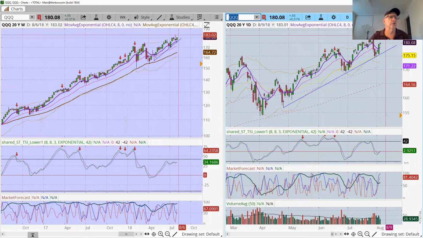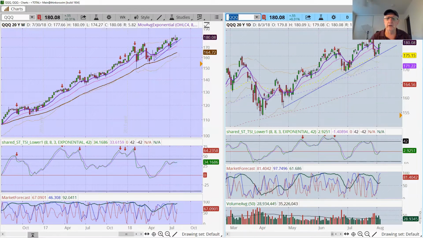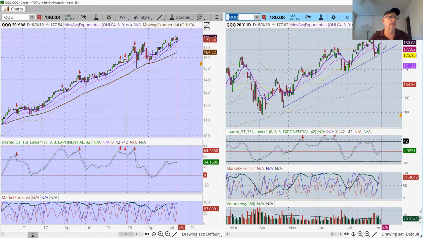If I were looking to trade either, I like the NASDAQ better than I like the strength of the S&P. So just look to trade somewhere off of the 820 combo, which is right in that area right there.